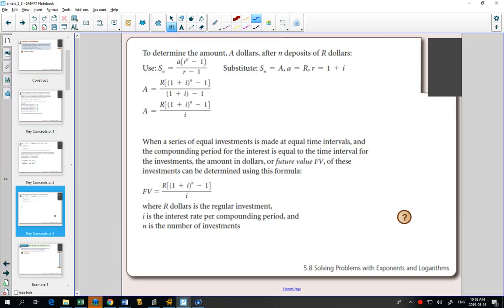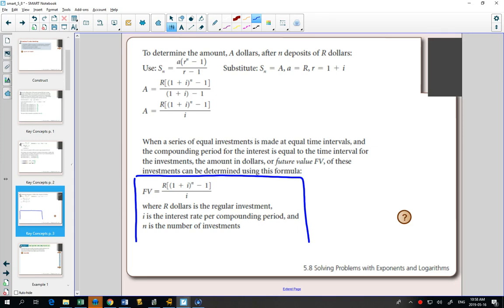Today we're going to look at a couple more formulas that can be given to you that you have to use logs or exponent laws to solve. One of them is right here, and this has shown up on the final exam a couple of times. The future value of an investment.